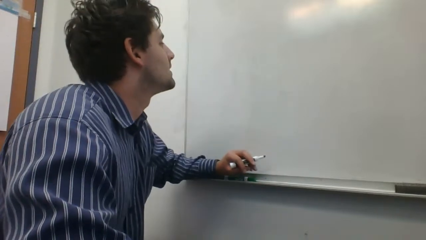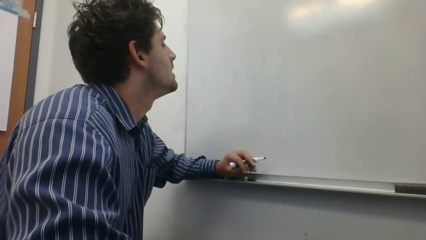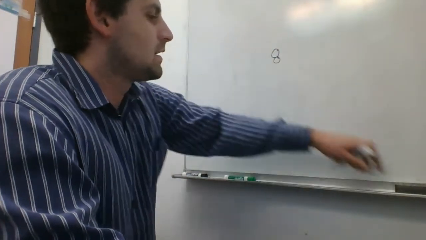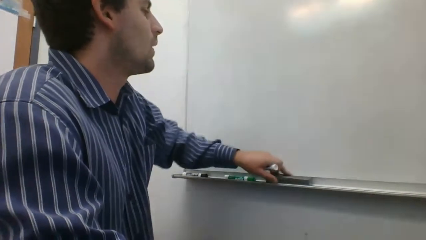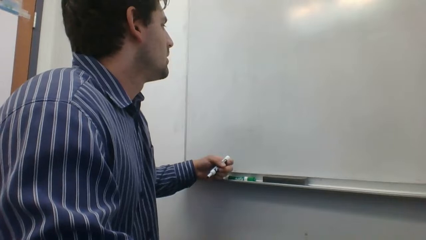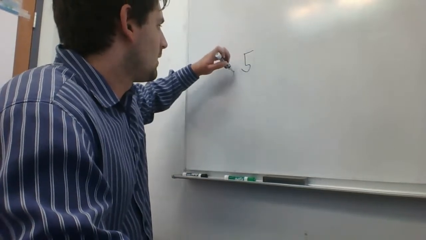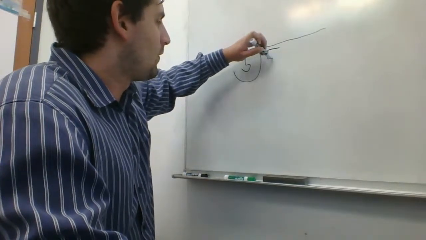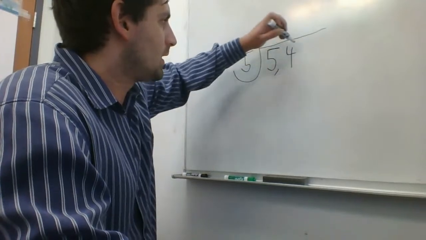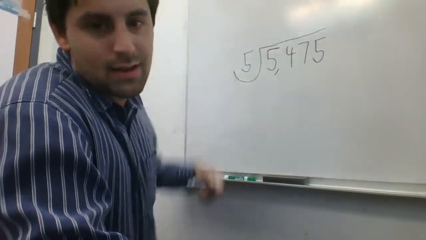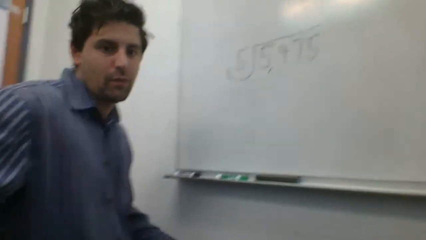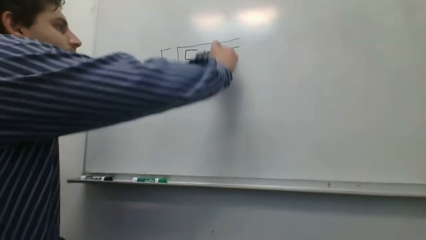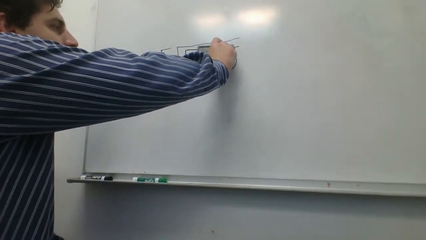Trying to think of a problem that's... No, I want you to see one where I can do it 1 digit by 1 digit. So 5,475 divided by 5. We want to divide by the smallest digit possible. If we look at this problem, as you can see, we can actually do 1 digit by 1 digit division here.